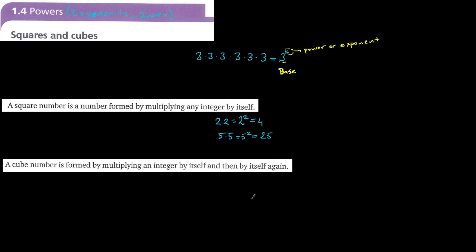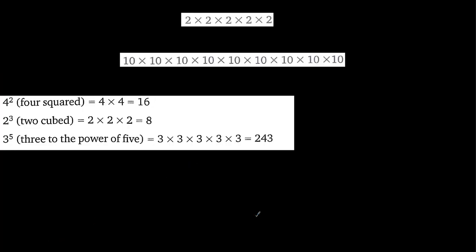What about the cube of a number? The cube of a number is when you multiply the number by itself 3 times, which means 3 times 3 times 3, which is equal to 3 cubed, and also equal to 27. And 4 times 4 times 4, if you multiply by itself 3 times, is 4 to the power of 3, and that is equal to 64.